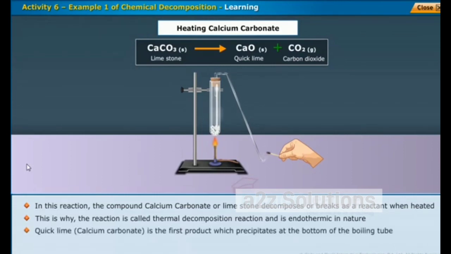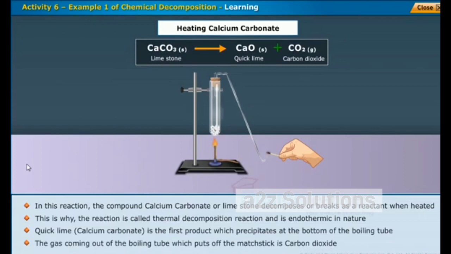Quicklime or calcium oxide is the first product which precipitates at the bottom of the boiling tube. The gas coming out of the boiling tube, which puts off the matchstick, is carbon dioxide. Let us learn about another example of chemical decomposition reaction.